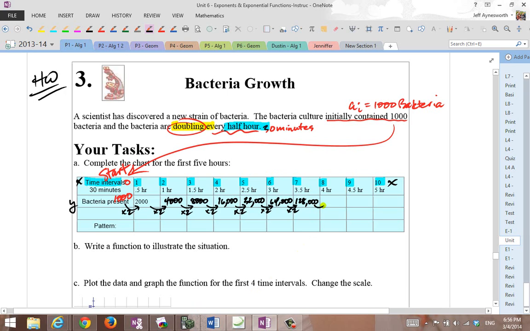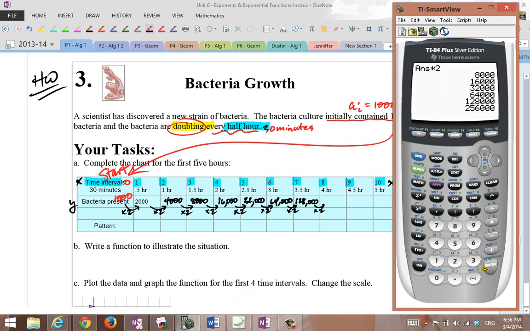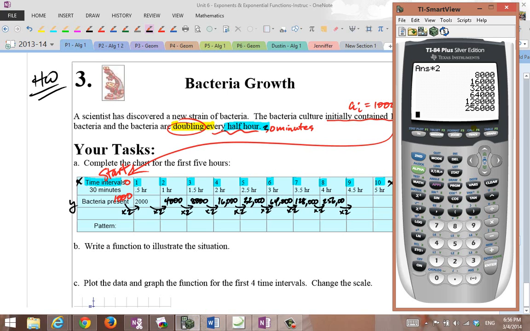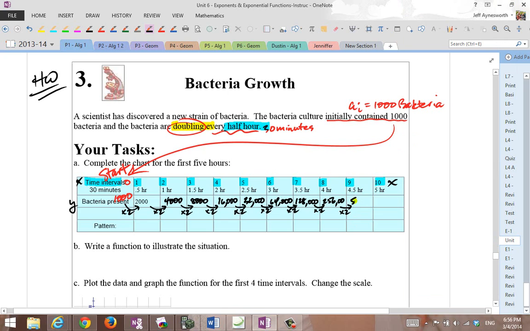All right, you double again. 128,000 times 2, that's 256,000. So 256,000 bacteria after 4 hours or 8 intervals. Every interval it doubles. And then times it by 2 again. Well, what do you get? You double 256, you get 512. So it sounds like 512,000, which it is. How about that? So 512,000 bacteria.